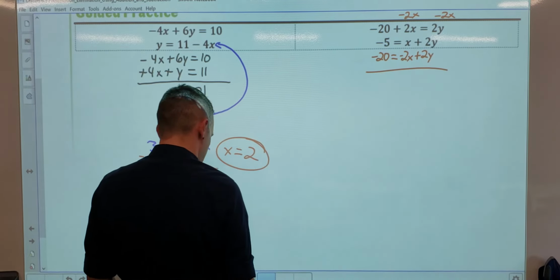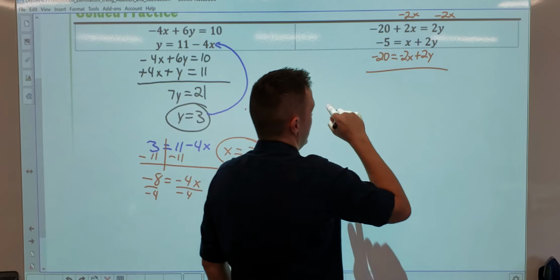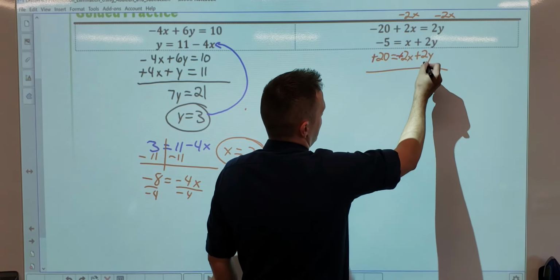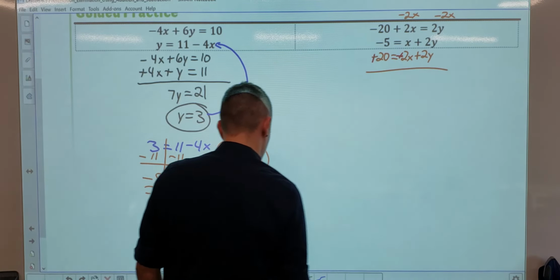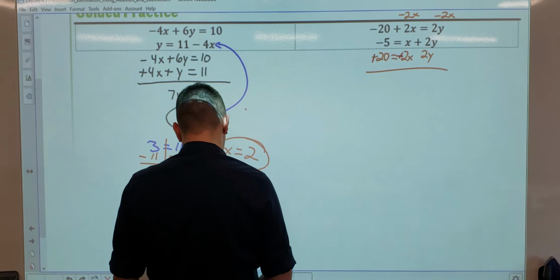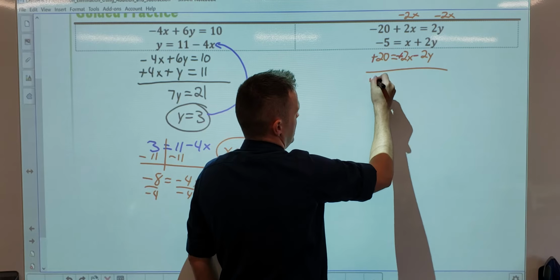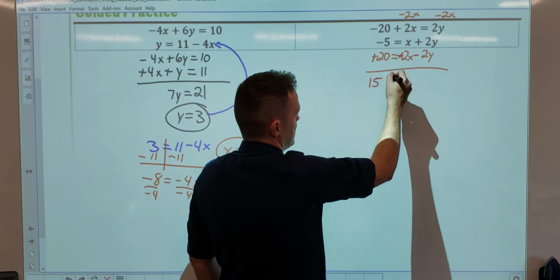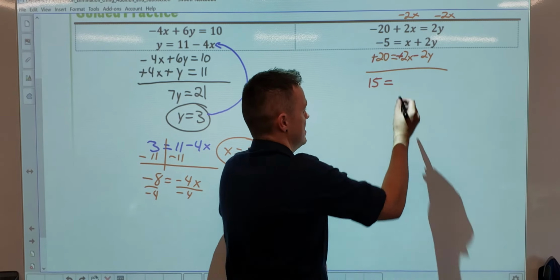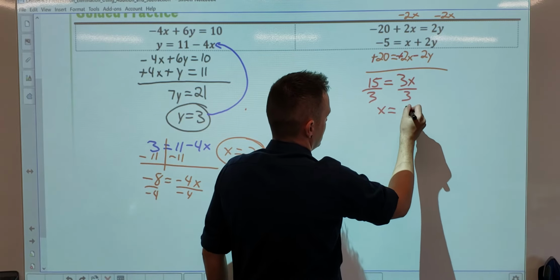So let's multiply the bottom by a negative, okay? If I multiply the bottom by a negative, this goes positive, that goes positive, and this number here goes negative. So let me erase this little one right here, and that would be negative. All right, now let's do our math. So this is going to be 15. Negative 5 plus 20 is 15. X would be 3 x's. And now you divide by 3, and x equals 5.